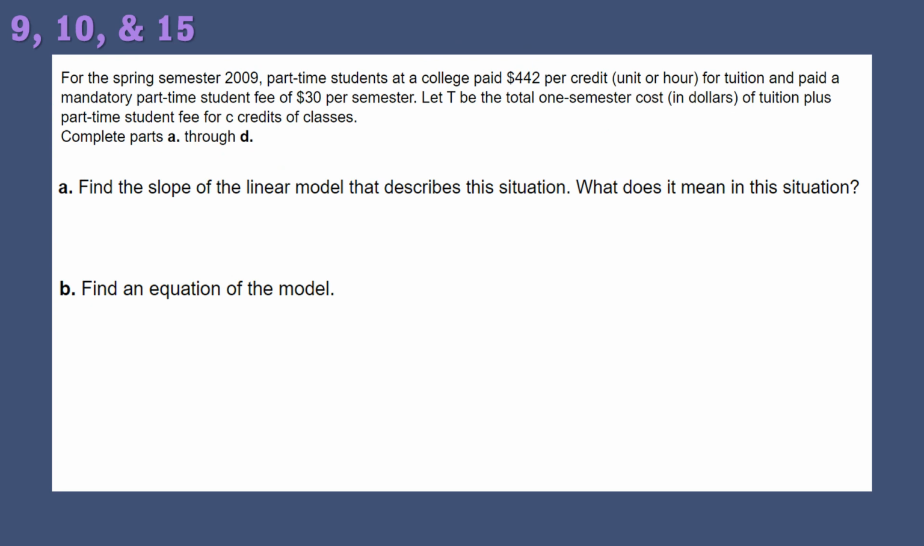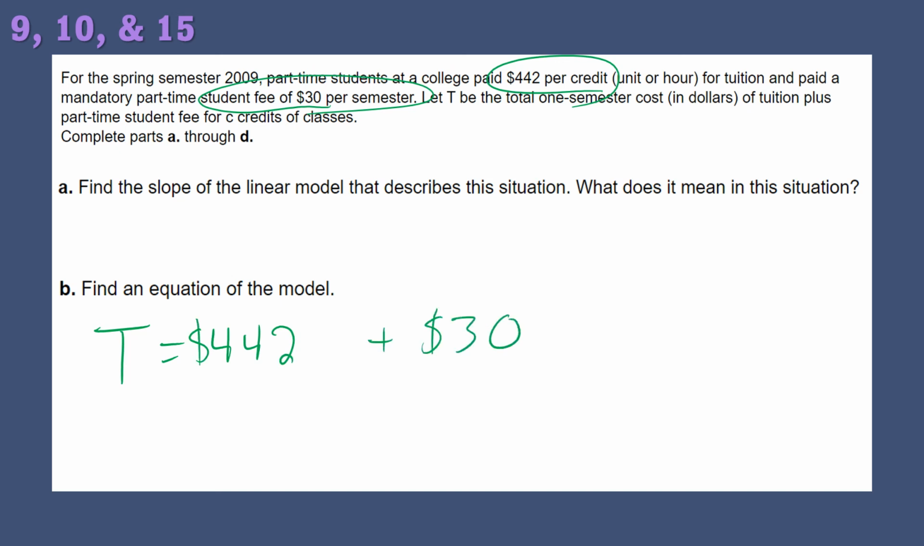For the spring semester, let's say part-time students at a certain community college paid $442 per credit, okay? But they also paid a fee of $30 per semester. So if we're going to come up with an equation for this, we'd say the tuition or total that they're going to pay is the $442 plus that $30 fee. But the problem with that is, notice that that's just two numbers added together, okay?